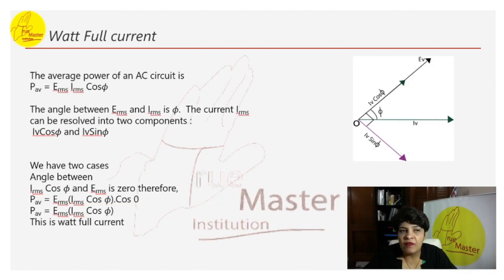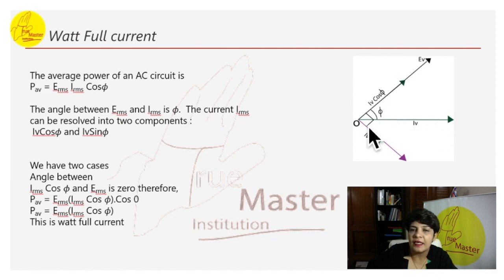The average power of an AC circuit, we have just derived this formula, ERMS into IRMS cos phi. The angle between ERMS and IRMS is phi. This is a phasor diagram in which this is representing the E and this is representing the I, and the angle between them is phi.